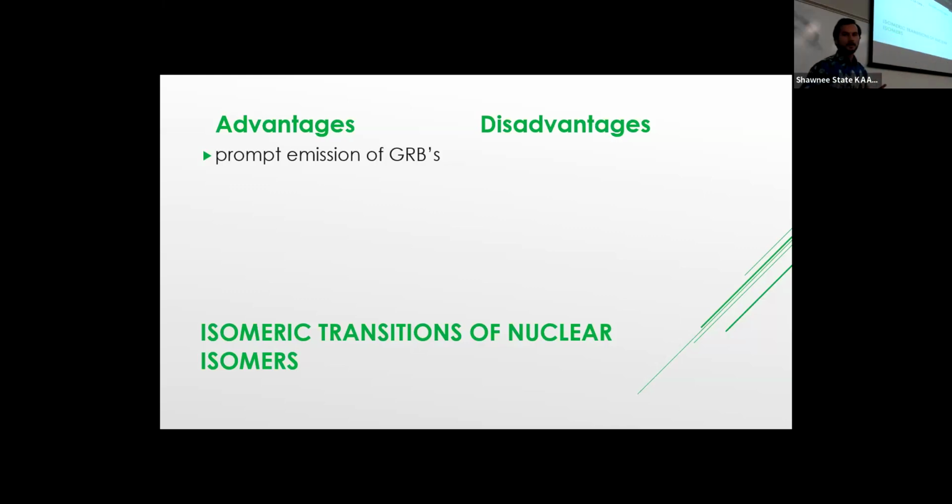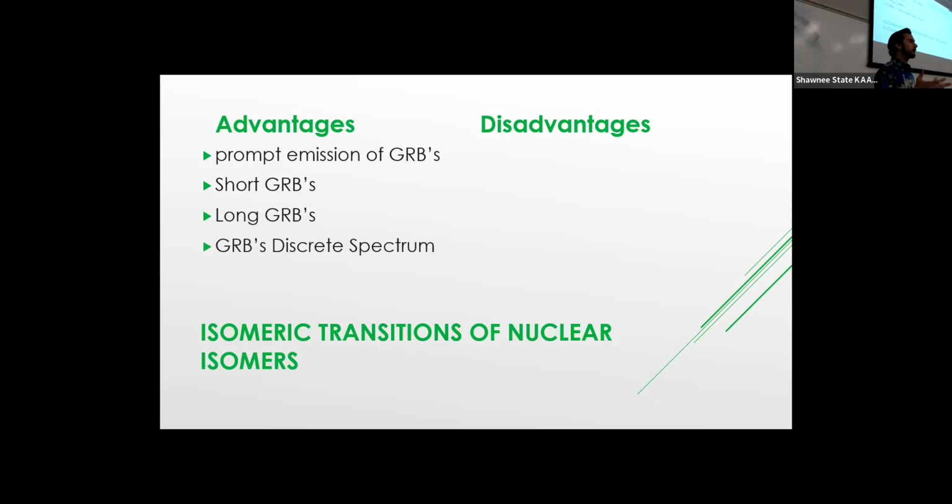And so there's a little bit of conflict there. And so this would help explain the prompt emission. And by explaining the prompt emission, it would also explain short gamma ray bursts, which are already explained. But the important thing is that since the isomeric transitions increase the time of decay for these isotopes, it could also help explain long gamma ray bursts, which previously it was unknown how they form. The other important property is that they would explain the discreteness of the gamma ray burst spectrum.